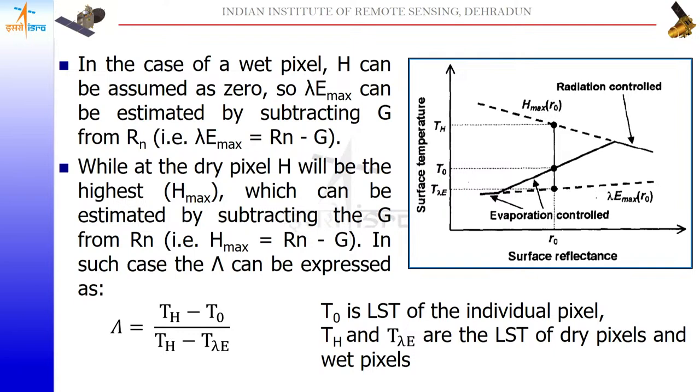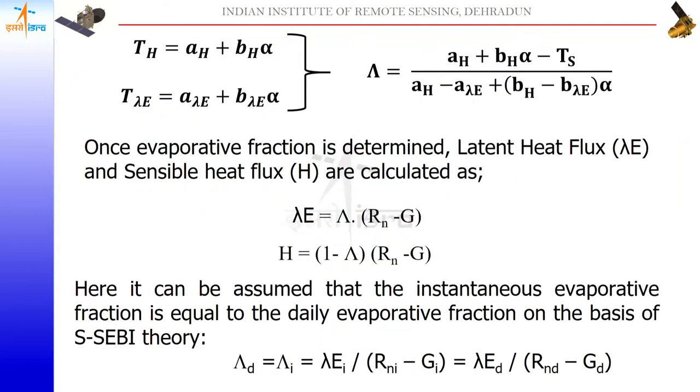Th and T lambda I define the LST of the dry pixel and wet pixel. As I already defined, this is the trend line, a linear regression equation of the radiation control line or evaporation control line, which is mentioned here in this slide. Th and T lambda I are simple linear regression equations, y is equal to mx plus or minus c, and the same we incorporate in the formula. As we incorporate Th and T lambda I, we can easily compute the evaporative fraction for the particular area.